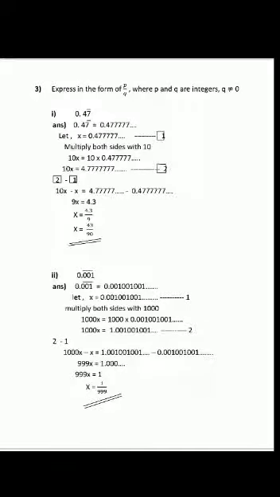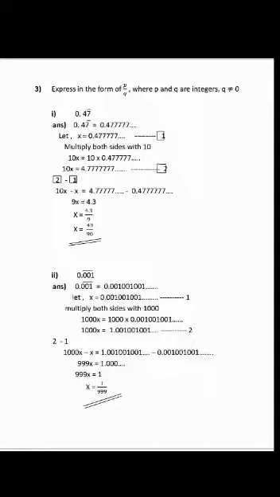The next two questions are about converting to p by q form. The question is given in decimal form, 0.47 with a bar, meaning repeating. You can see the first question is 0.47 bar. The bar is above 7 only. So 7 is repeating. So 0.47 bar means 0.47777, like that it goes on. So here the question is to convert to p by q.